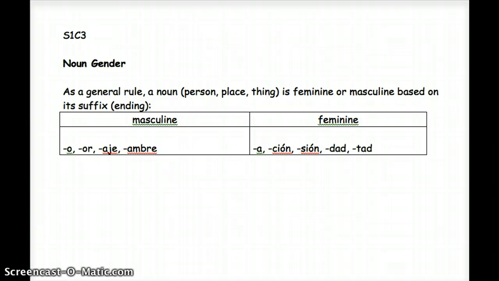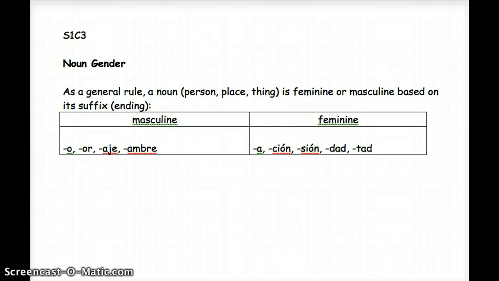So masculine words tend to end in o, or, age, hambre. O especially is going to be the pattern that you see. And for feminine words, if it ends in a, 95% of the time it's going to be a feminine word. As well as words ending in sión, either spelling, dad and tad.